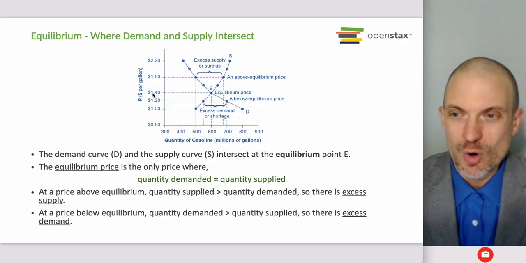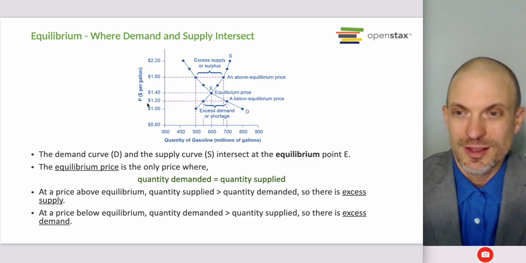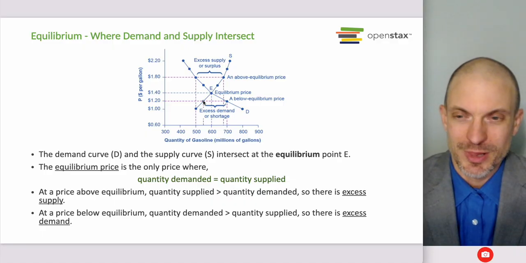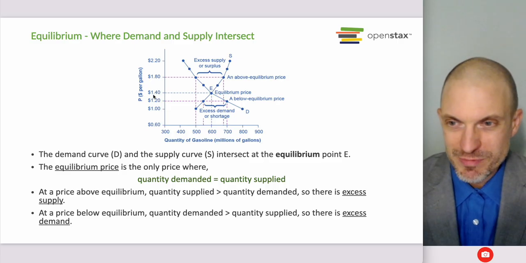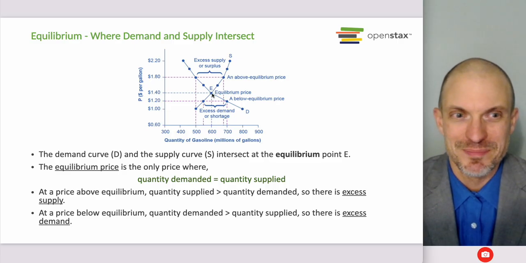At all below equilibrium prices, namely like $1 or $1.20, if you do that same exercise, you'll run over on a horizontal line, you'll bump into the supply curve first, so you'll get a smaller quantity supplied and a larger quantity demanded. Notice at the equilibrium of $1.40, if I do that exercise, I bump into demand and supply at the same time.